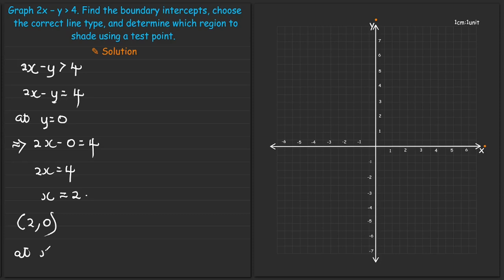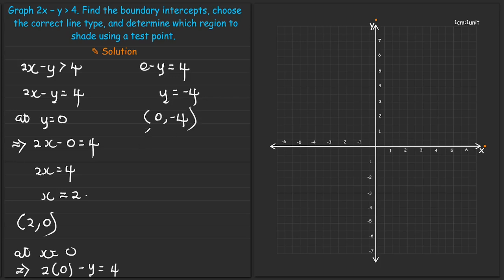So at x equals 0, we have 2 into bracket 0 minus y, which is equal to 4. 2 times 0 gives us 0, so you have 0 minus y, which is equal to 4. Making y the subject, we have y equal to negative 4. Hence, the point this is giving us is 0, negative 4.